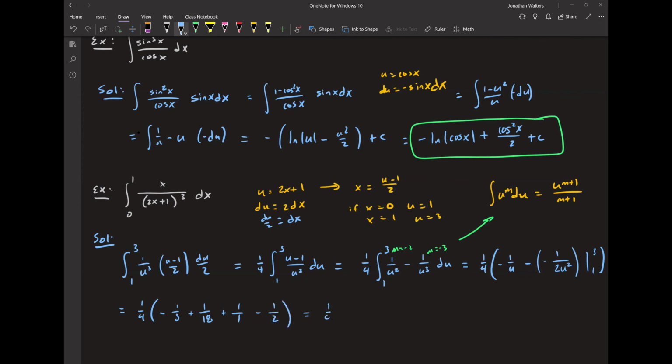So that's 1 over 4 times, let's see, negative 1/3 is negative 6 over 18 plus, so that's negative 5 over 18 plus 1 minus 1/2. So that's going to be 1/4 times, let's see, this is 1/2, so minus 4 over 18. So this is going to be 1 over 18.